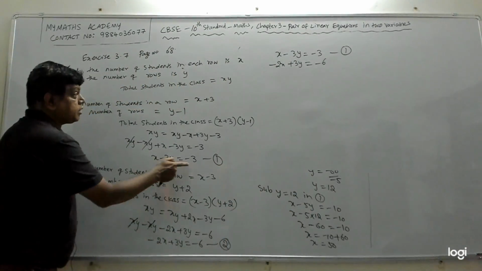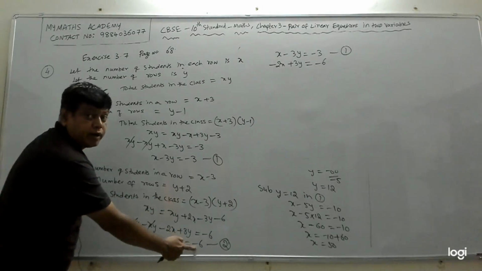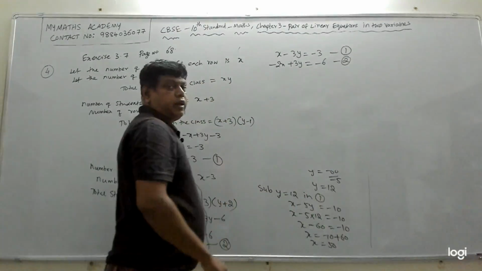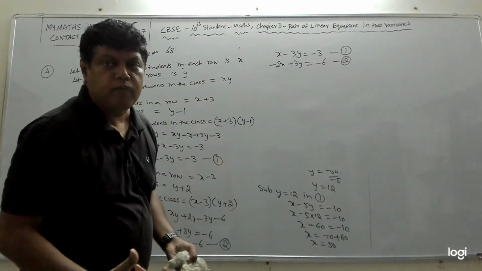So this is your first equation. This is your second, minus 2x plus 3y equal to minus 6, is the second equation. Right, now we need to solve them. Again we'll solve by elimination method.